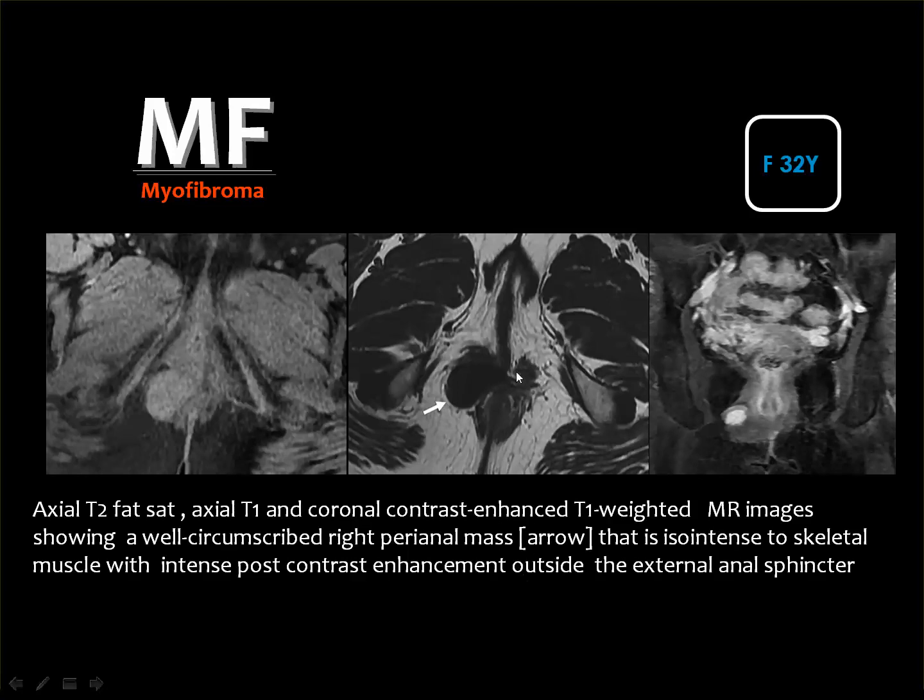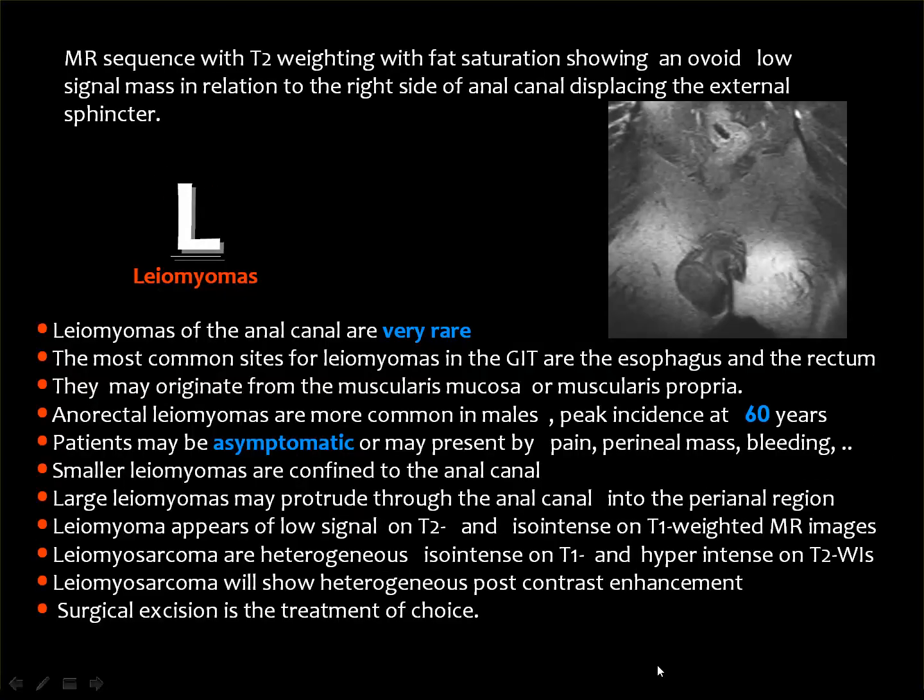Then this is an example of a lesion. This is T1 fat set. You see a lesion which is intimately related to the right side of the anal canal. And this is the T2 weighted image, and you can see the darkness of the tumor. And here is a coronal post contrast, and you see the enhancement of the lesion.